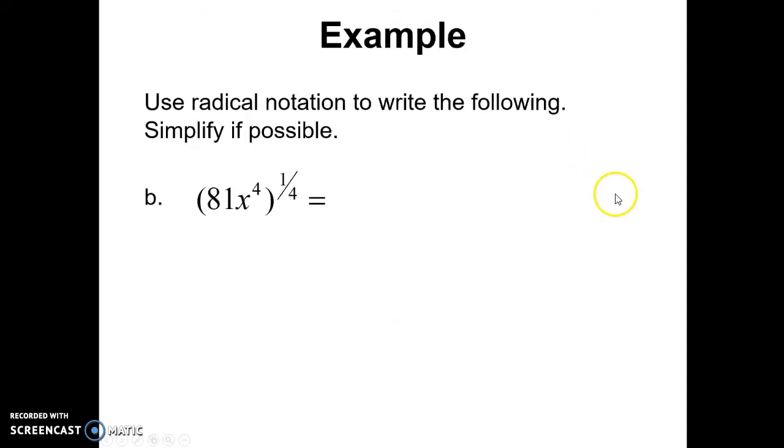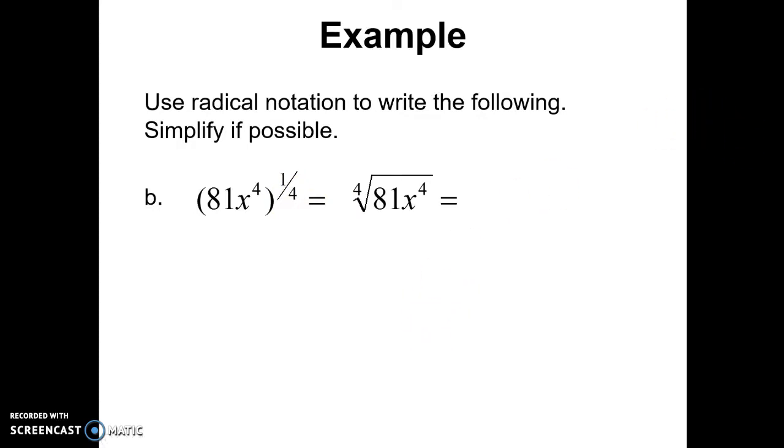Use radical notation to rewrite the following, simplify if possible. Okay, 81x to the 4th, that whole thing is being raised to the 1/4 power. That means this whole base goes under the radical sign. That's going to become your radicand. What's your index? Now your index is the 4.